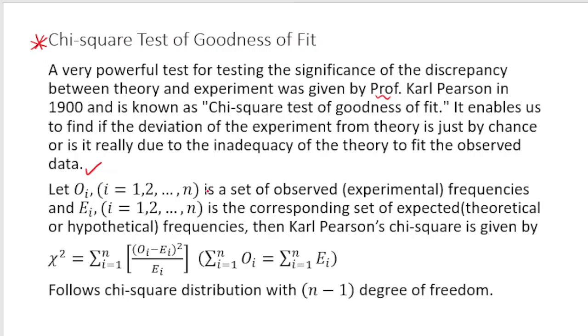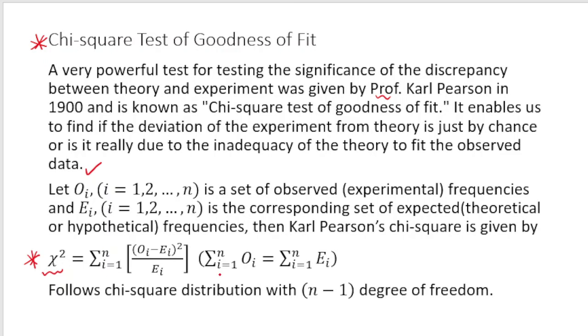Let O_i, where i varies from 1 to n, be a set of observed or experimental frequencies, and E_i is the corresponding set of expected, which is also possibly theoretical or hypothetical frequencies. Then Karl Pearson chi-square is given by, and this is how we calculate the chi-square. This is going to be our test statistic. So we take (O_i minus E_i) whole square divided by E_i for all values of i from 1 to n, and then we take its summation.